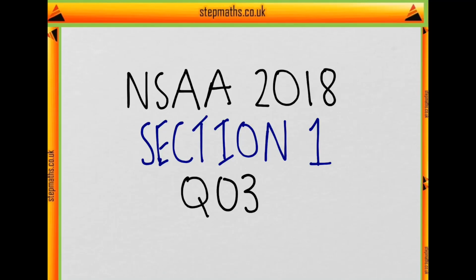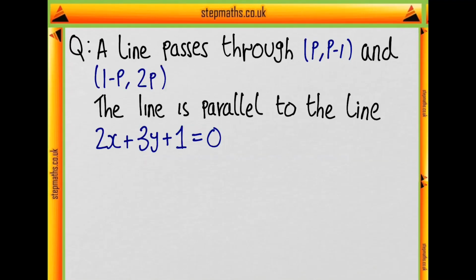This is question 3 from section 1 of the 2018 NSAA paper. In this question, we're given a line and told it passes through the points (p, p minus 1) and (1 minus p, 2p), where p is some parameter. And we're told the line is parallel to the line given by the equation 2x plus 3y plus 1 equals 0. What we're asked to do is find p.